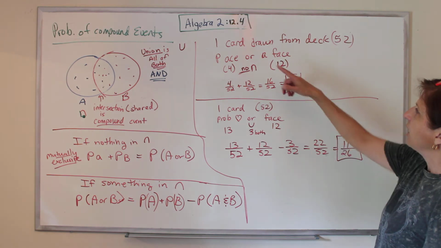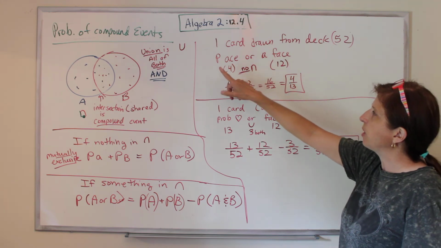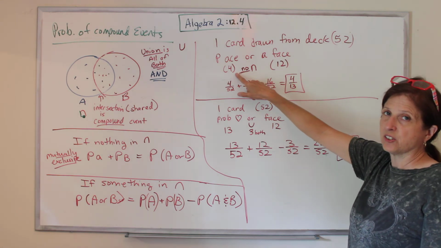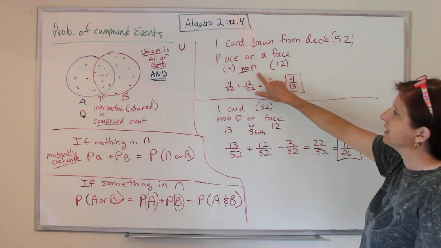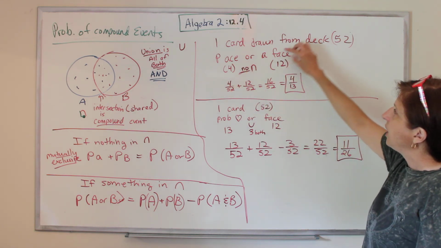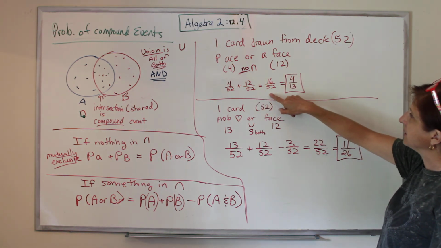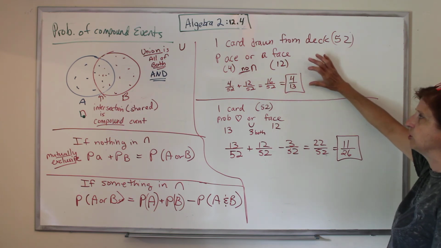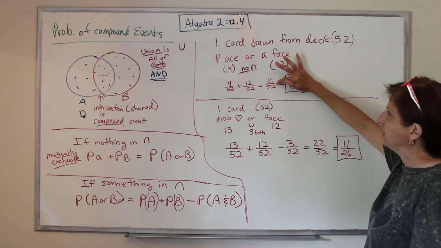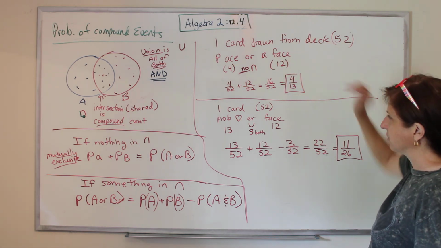Alright, so here's an example. You are going to draw one card from a deck. There's 52 cards in a deck. What is the probability that it's an ace or a face card? Aces are not considered face cards, so there is nothing in the intersection. So we just do the probability of the ace, 4 out of 52, plus the probability of a face card, 12 out of 52, and my probability of this situation is 16 out of 52, which you reduce to 4 over 13. And you know your calculator will do that for you. You just do 16 divided by 52, math, enter, and it will do that for you.